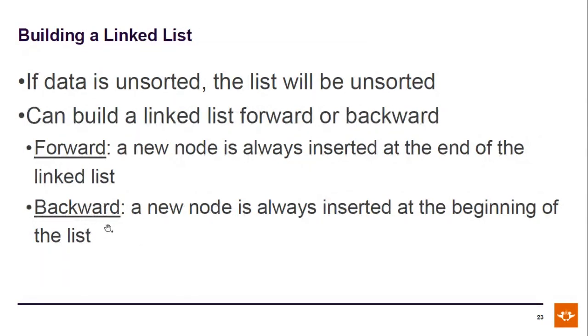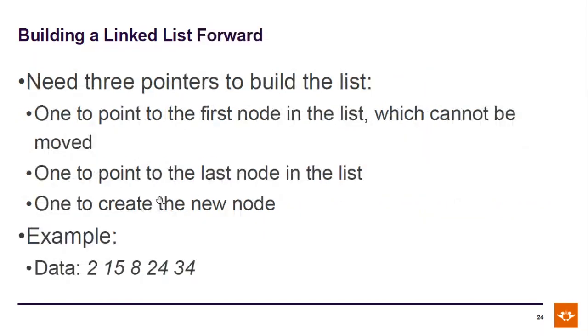And then building a list backward would be similar to a stack, where you always add an item to the top of a list, which is how computer memory works. The difference with a stack is that you add to the top and you remove from the top. So a list can be built forward, which means adding a new node at the end of the list, or backward, which means adding an element at the front of the list. You can think of it as adding to the tail or adding to the head.